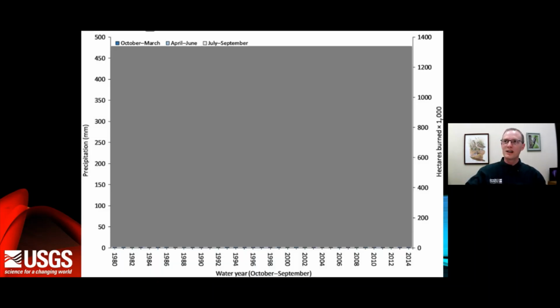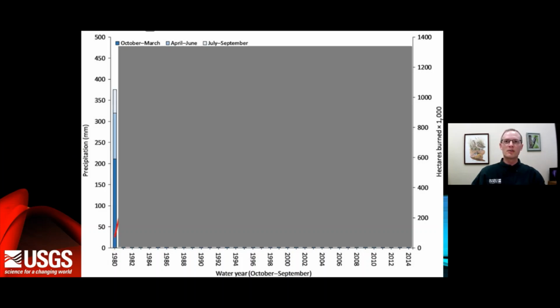Here's another figure from that same paper, except I've grayed out all the data in the middle. On the x-axis at the bottom of this figure, we have water year from 1980 to 2014, or 35 years worth of data. And water year, unlike the calendar year, actually runs from October to September. The primary y-axis on the left side shows the total precipitation, shown as various colors of blue bars, for different seasons of that water year.